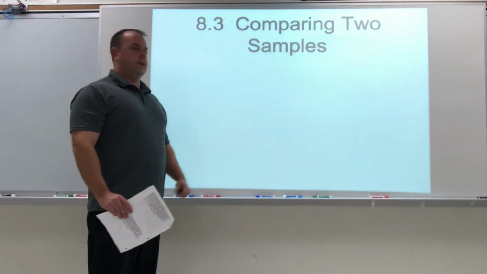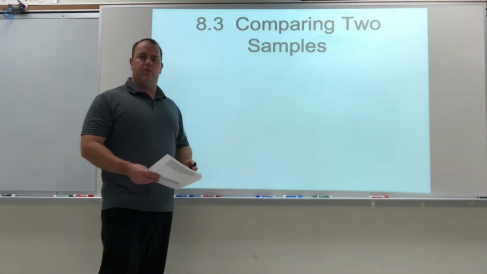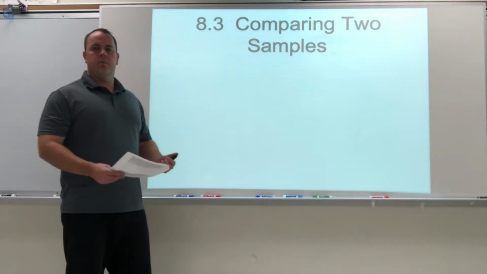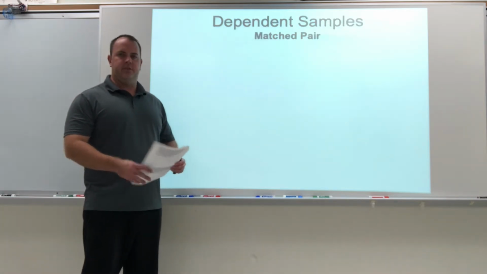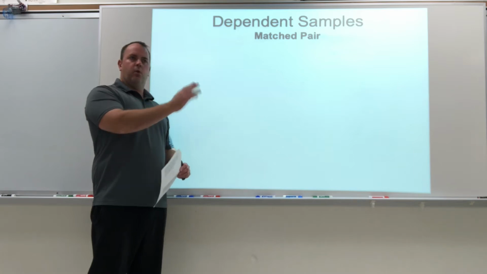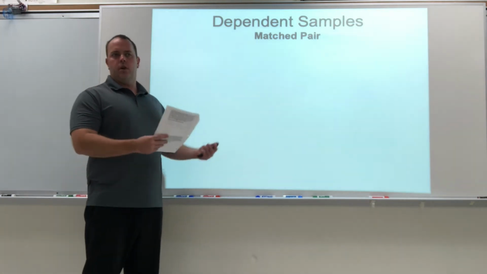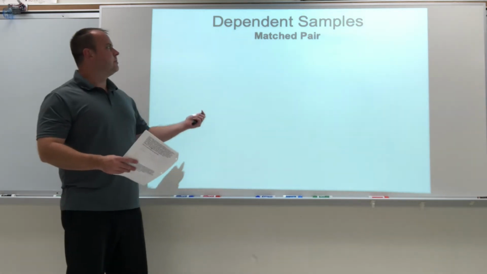So the first video for this section looked at the pieces we're going to need to do a two-sample test. Now we're going to go through one example using the critical value method, and we're going to be looking at the matched pair test. Dependent samples, matched pair test, is where the observation units are going to have two readings, a before and after, where we have the same observational unit being watched multiple times.